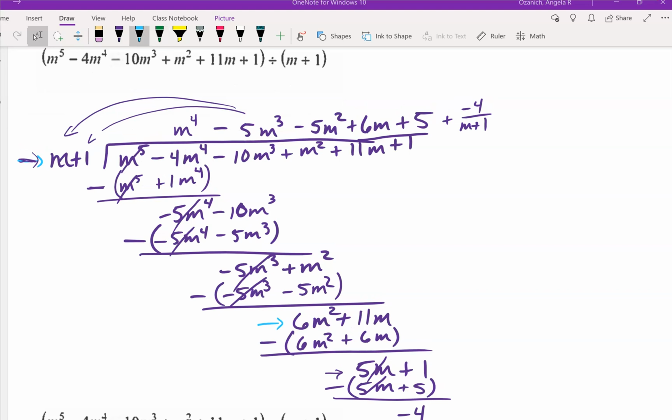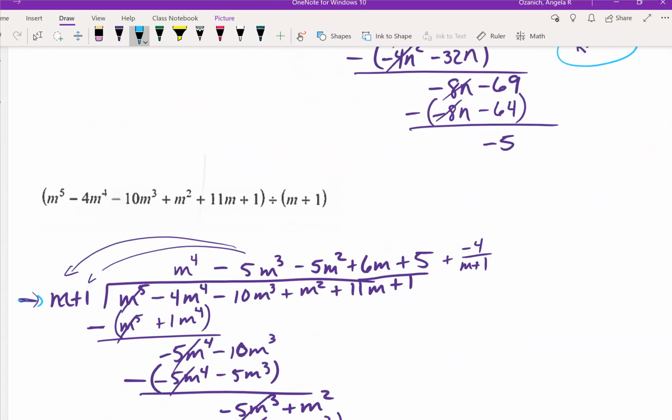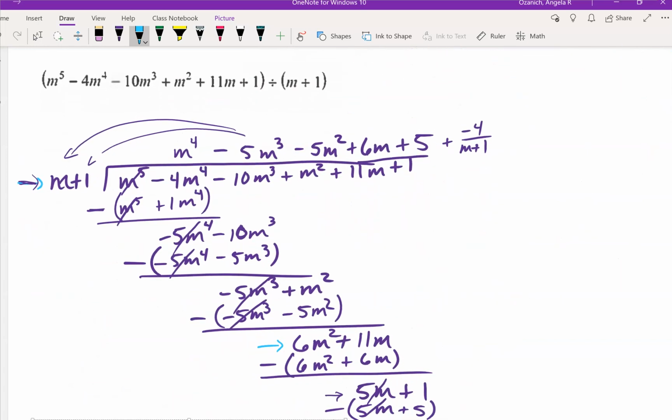Okay, I'm back. All right, so I'm going to write this solution that we got. Right here. M to the 4th minus 5m cubed minus 5m squared plus 6m plus 5 with the remainder of negative 4 over m plus 1.